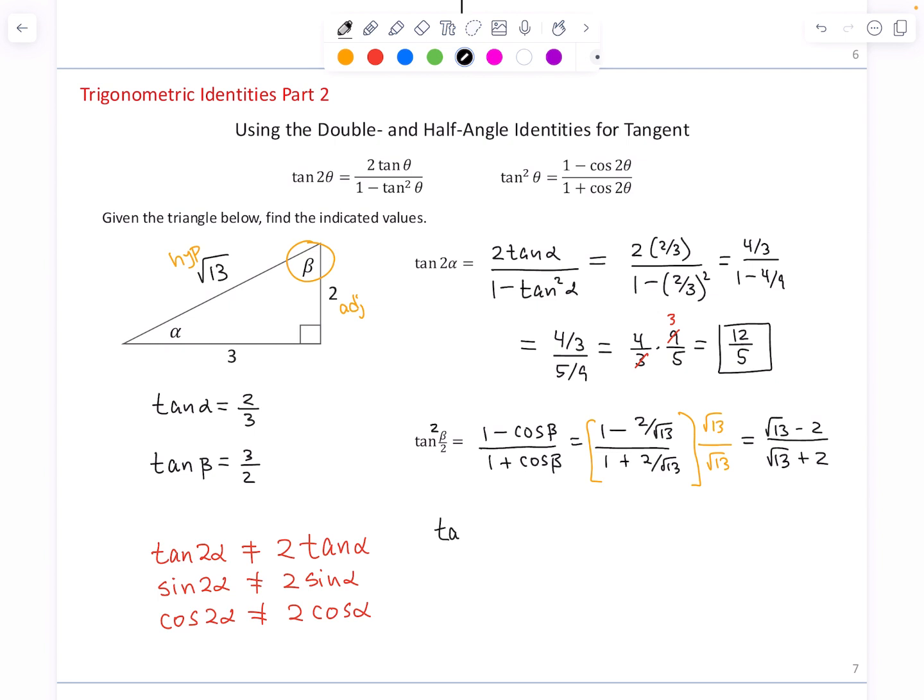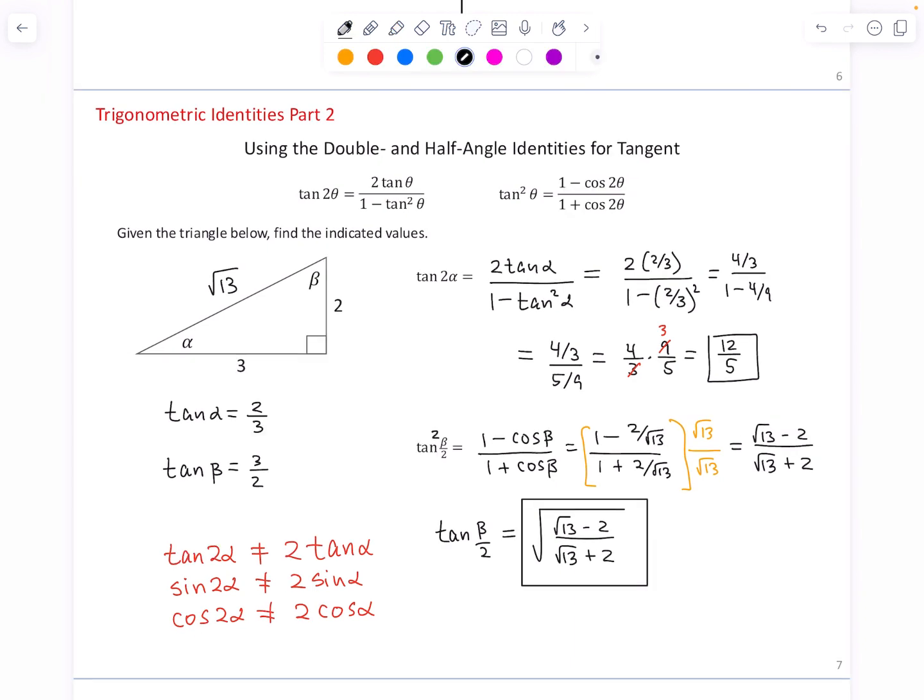So now I want tangent of beta halves, which I will get by square rooting. And then keep in mind that beta is an acute angle, so if you cut it in half, it'll still be acute, which means in standard position it would be a first quadrant angle. And all trig functions of acute angles are positive. So keep the positive radical, and we are done. And this concludes part 2 of a 2-part series on trigonometric identities.